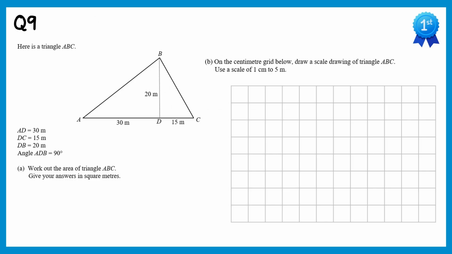For the first part of this question, we need to work out the area of the triangle ABC, and we need to give the answer in square meters. Now that's okay because all of our lengths in the question are in meters. To find the area of a triangle, you need to do half times the base times the perpendicular height.